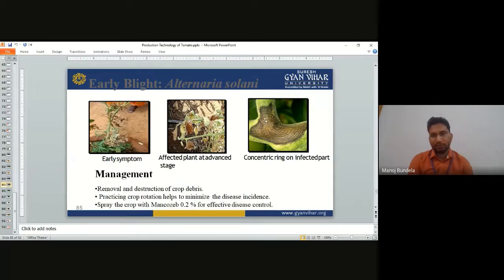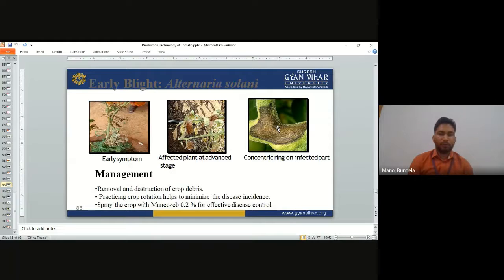Rings like these will develop on the plant stem. This is the stem of the plant, and concentric rings will be developed. Management: removal and destruction of the crop debris, which means we have to collect the debris and destroy it. Practicing crop rotation helps to minimize the disease. Normally we go for crop rotation because if we grow the same crop in our field, it will be affected more.